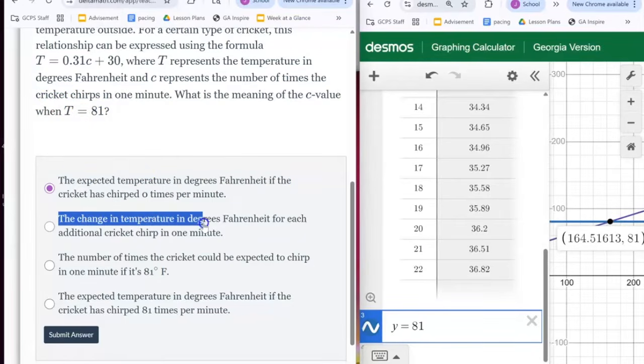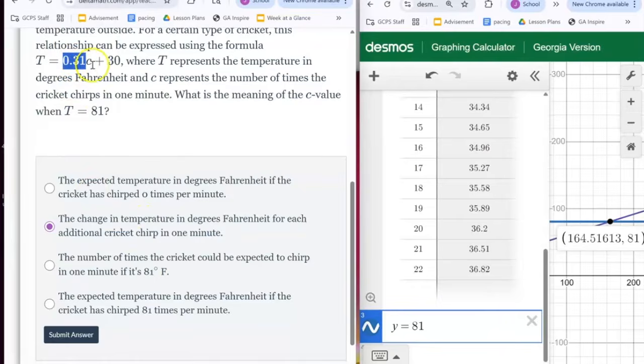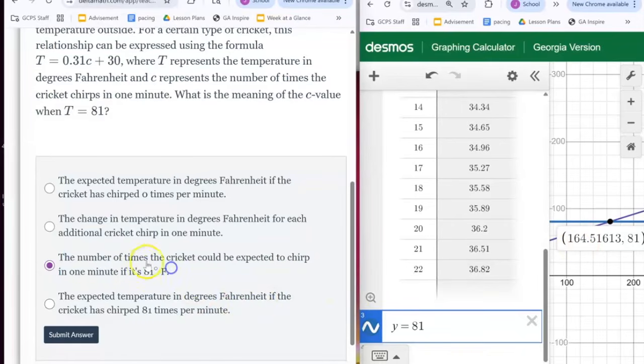The change in temperature in degrees Fahrenheit for each additional cricket chirp in 1 minute. Again, the change in temperature, how it's changing each time, is going to be your slope. Okay, so that's not it. The number of times the cricket could be expected to chirp in 1 minute if it's 81 degrees Fahrenheit. Again, the temperature in Fahrenheit is 81 degrees. What is the X value, which is the chirps in 1 minute, going to be, which again, if that was a question, 164.51613. And because this is real life, you can't have 0.5 of a chirp, so that would have been 164 chirps. Okay, but that's not the question, it's just asking you to see this one.